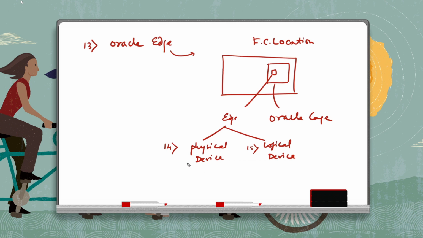Now let's try to understand what this physical device is all about. The physical device is a Fast Connect device that terminates the physical connection. And what is the physical connection? It's the cross connect. So the physical connection is going to be terminated on the physical device. And what is the logical device? The Fast Connect device that is going to terminate the logical connection, meaning the virtual circuit. So these are the physical and logical devices.